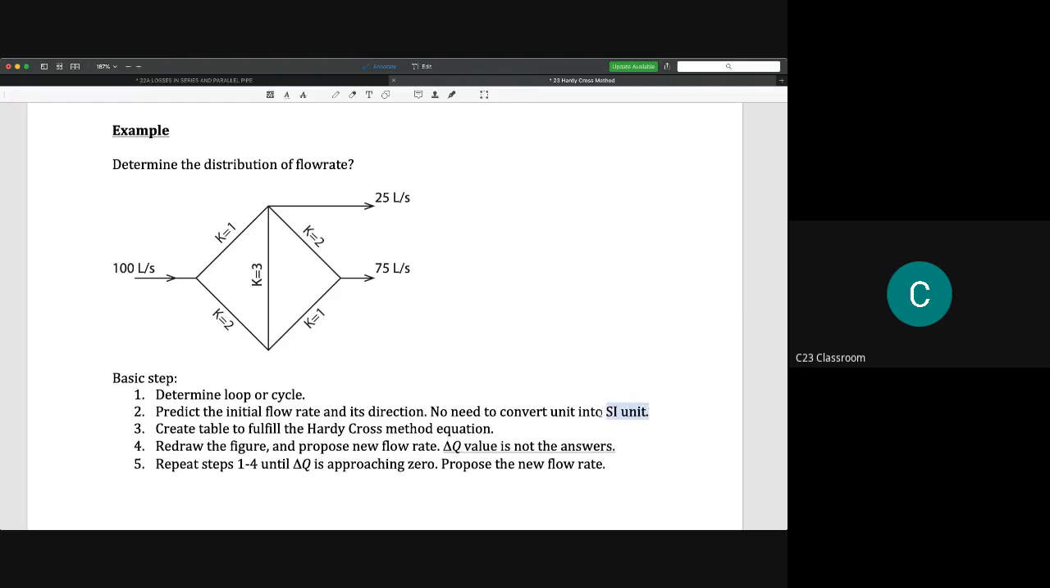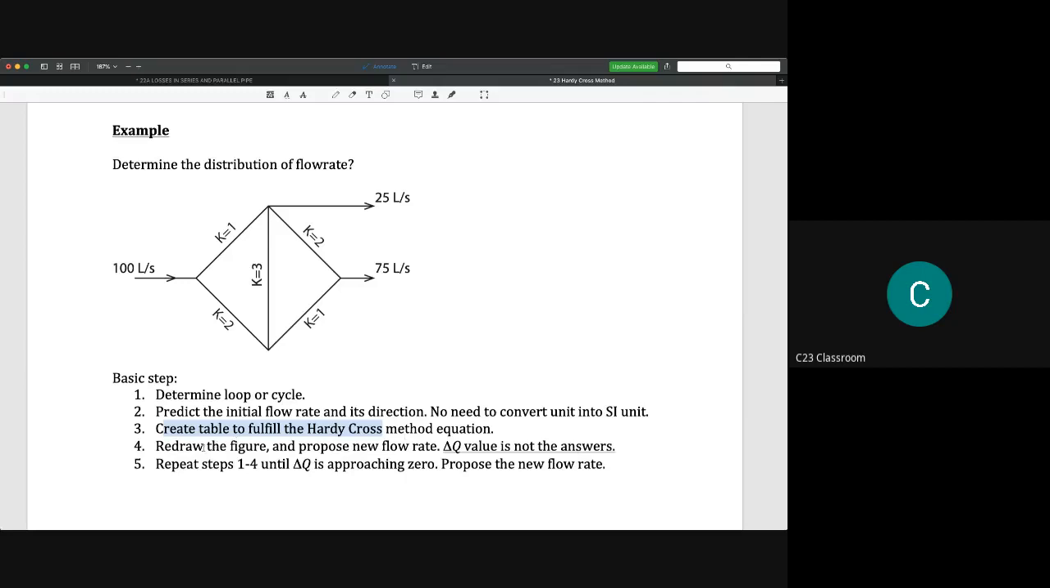What this means is, if the question gives you liter per second, it is okay for you to use liter per second. Do not convert the 25 liter per second into meter cube per second. You could use liter per second or feet cube per second in this calculation. And then you need to create a table, and fill it in with the Hardy-Cross method equation.